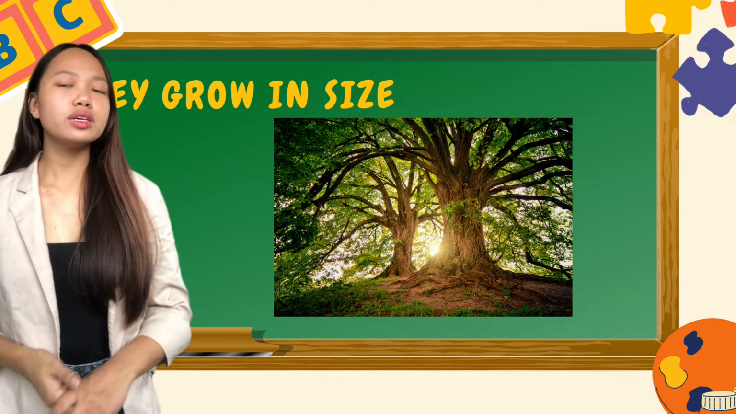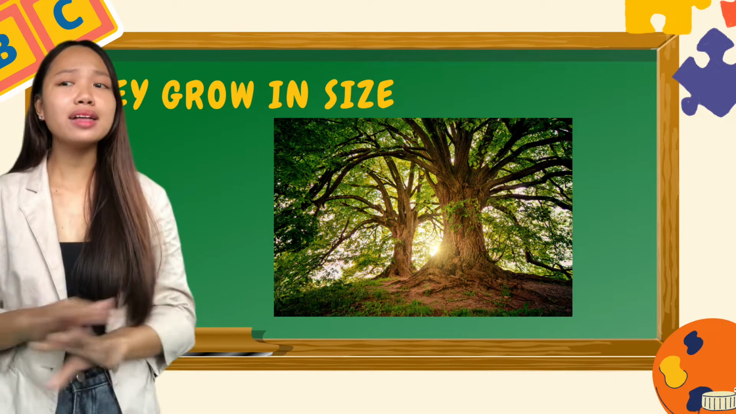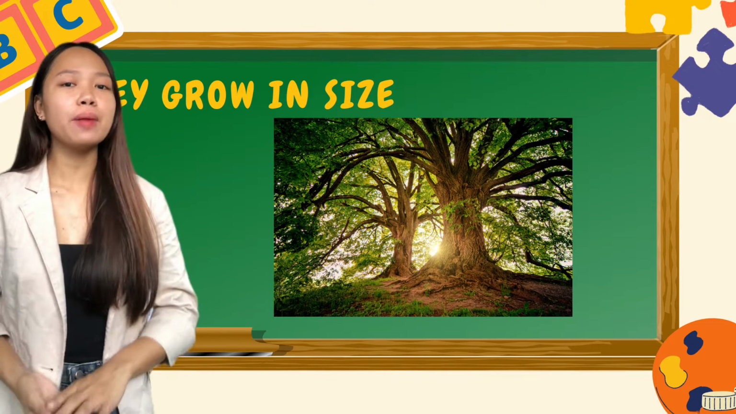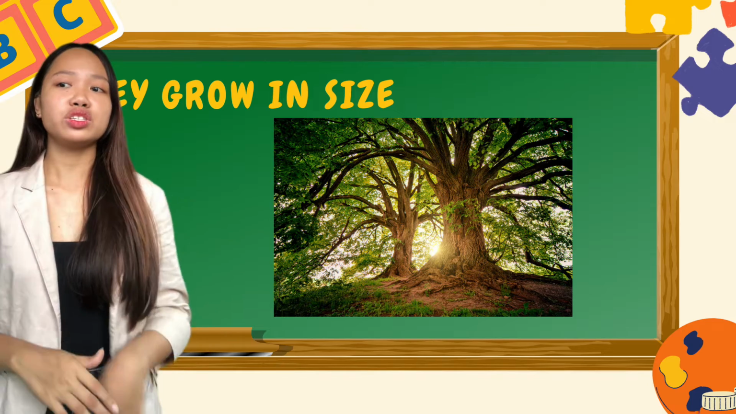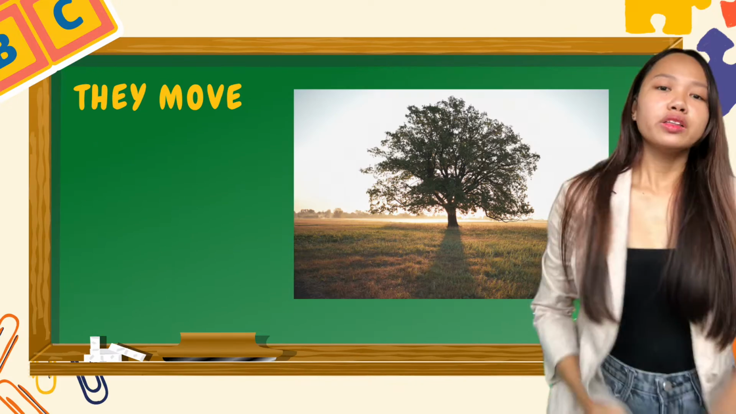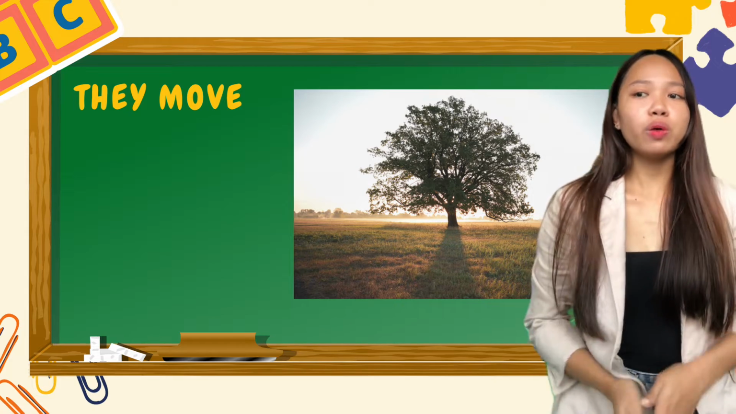The second one is they grow in size. Plants, on the other hand, grow continuously throughout their lifespan. For example, trees in the rainforest grow as big as they can. The third one is they move. Plants move in response to sunlight. For example, the sunflower faces the sunlight and follows the direction of the sun.